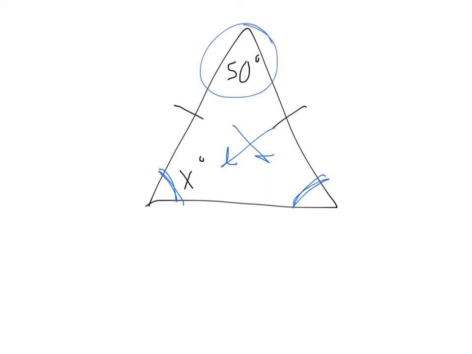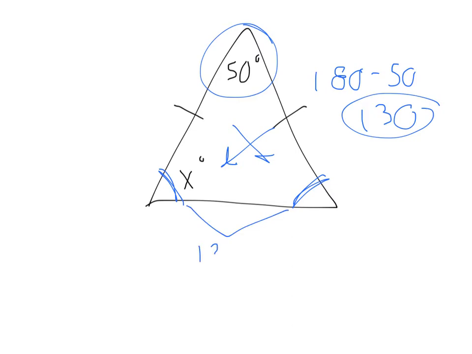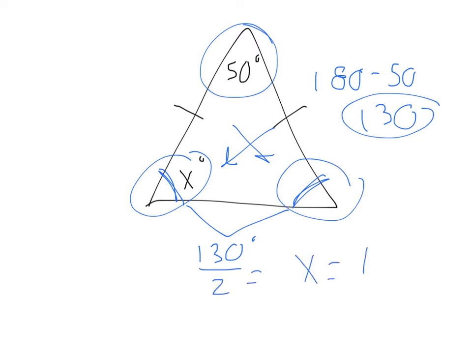You cannot say that. One thing we do know about triangles is that there's 180 degrees in a triangle, right? So if we take 180 minus 50, we get 130. So that means between these two angles, there's going to be 130 degrees between the two of them. But we know that they're equal to each other, so if we just divide that by 2, that'll give us our x, which is 65.